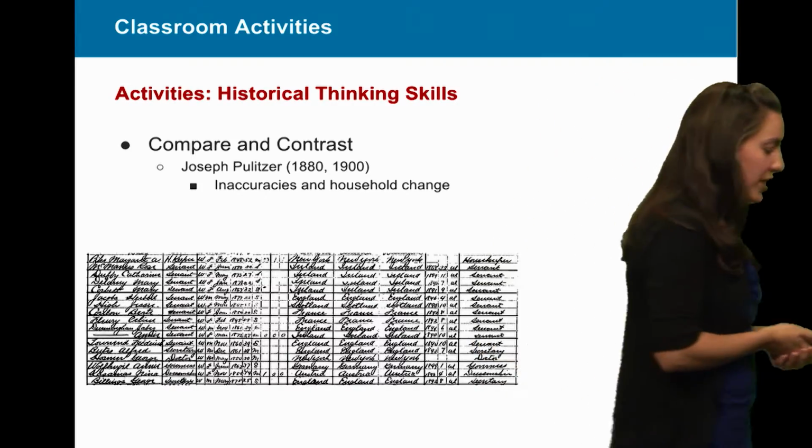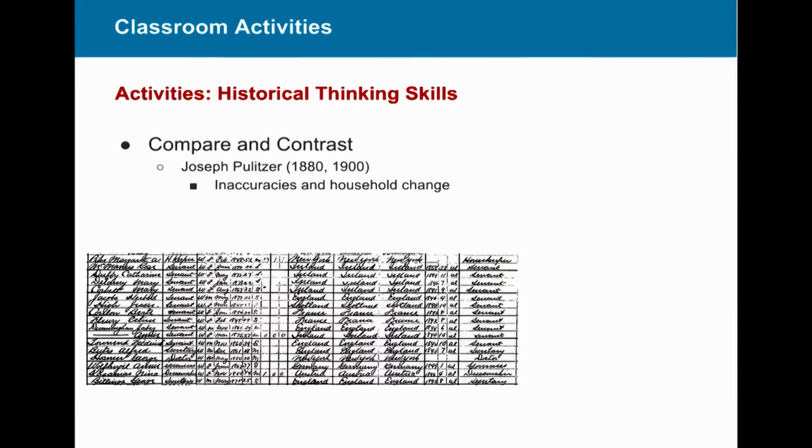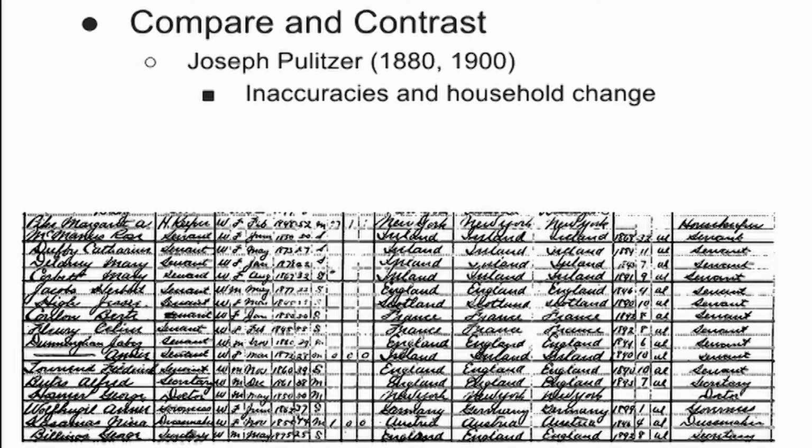So you can start doing things like compare and contrast. Joseph Pulitzer, who was a newspaper editor, is featured in the census a number of different times, but you can look at 1880 and 1900 to do a compare and contrast and look for things like inaccuracies and household change. In 1880, he lived in St. Louis with his family and a couple of servants, and he was listed as being born in Hungary.